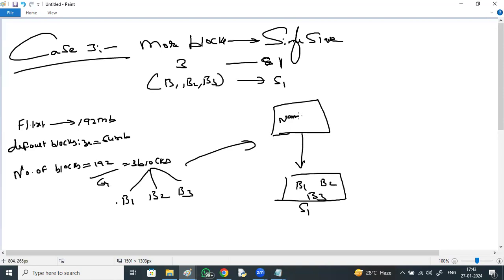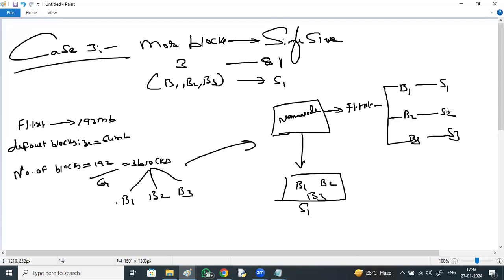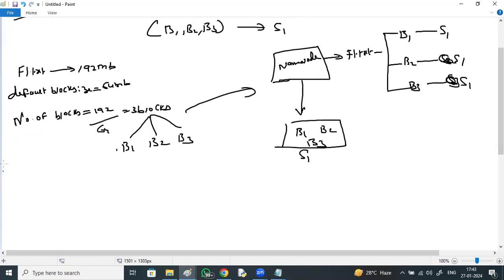This is the name node, which stores metadata. F1.txt is divided into how many blocks? B1, B2, and B3. Sorry, B1 in S1 only, B2 also in S1 only, B3 also in S1 only. This is how the storage happens.